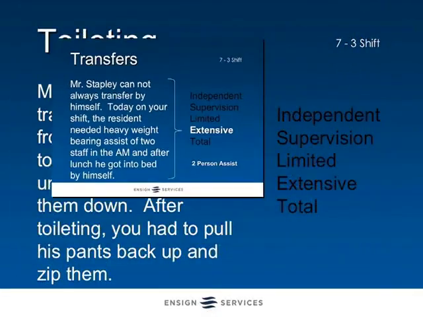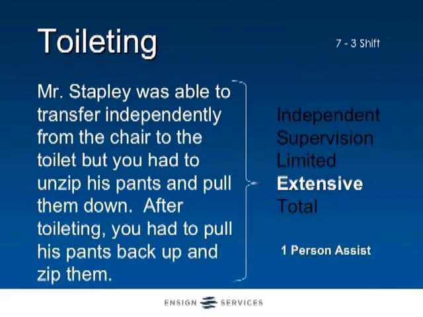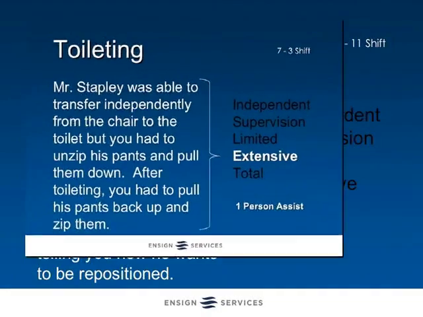Now let's take a look at toileting. Mr. Stapley was able to transfer independently from the chair to the toilet, but you had to unzip his pants and pull them down. After toileting, you had to pull his pants back up and zip them. Is that extensive or limited? What is that? Extensive again, this time with 1-person assistance.